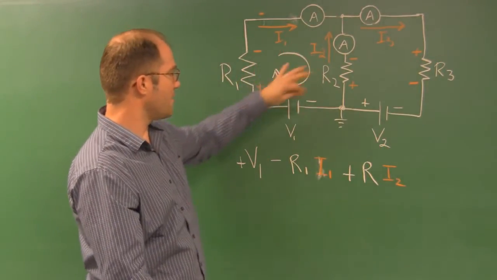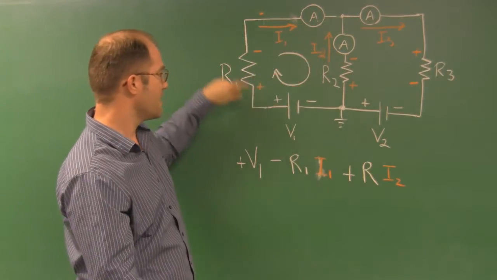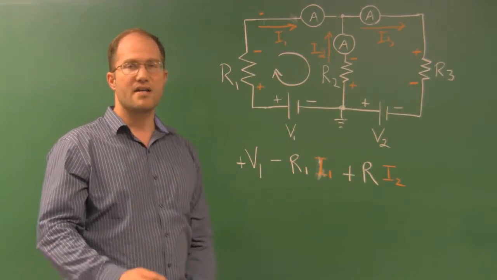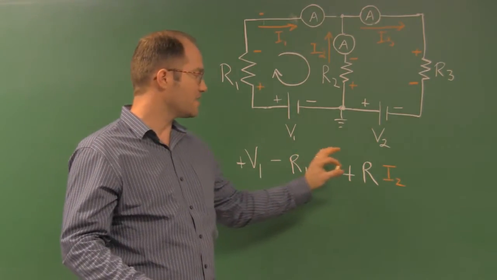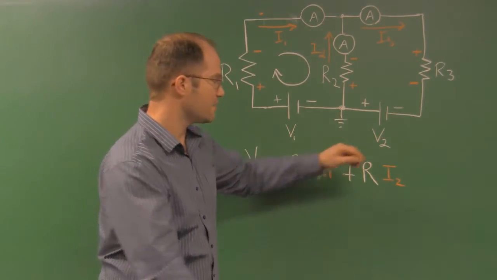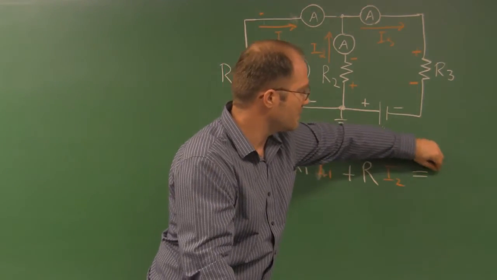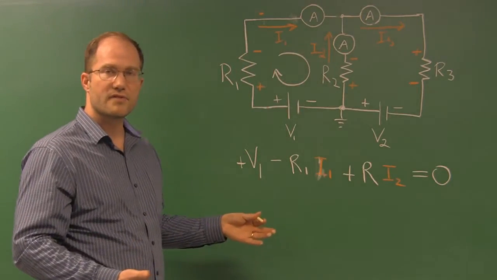So I've looked at all three of these components, a voltage supply and two resistors, and I've made an equation here. Kirchhoff's law for voltages says that all of these three voltages, you sum them up, you have to get 0. So I'm going to say equal to 0. And there's my first loop.